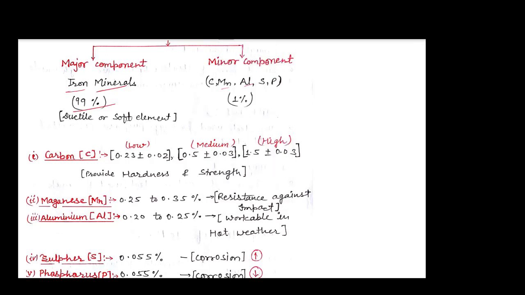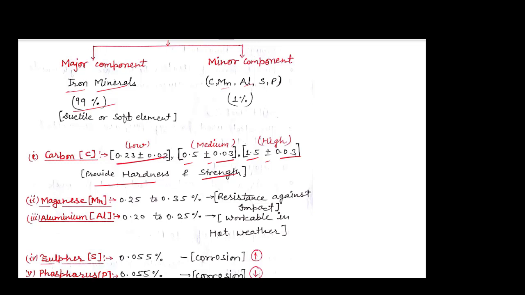First is carbon. Its percentage is low, medium or high, which provides hardness and strength. If we want to provide hardness, we will provide the range from low to high. You can see here the range of low is 0.23 plus minus 0.20. For medium range it is 0.5 plus minus 0.03, and for high value it is 1.5 plus minus 0.03. Carbon provides hardness and strength to the steel, but if we increase the value too high, it will become brittle.